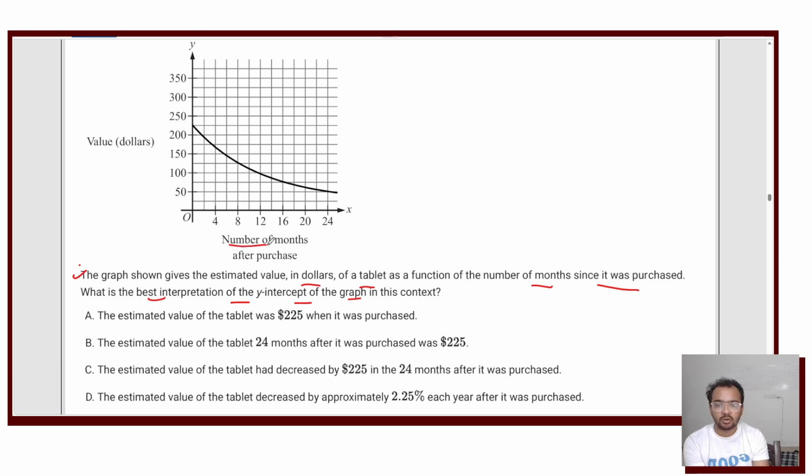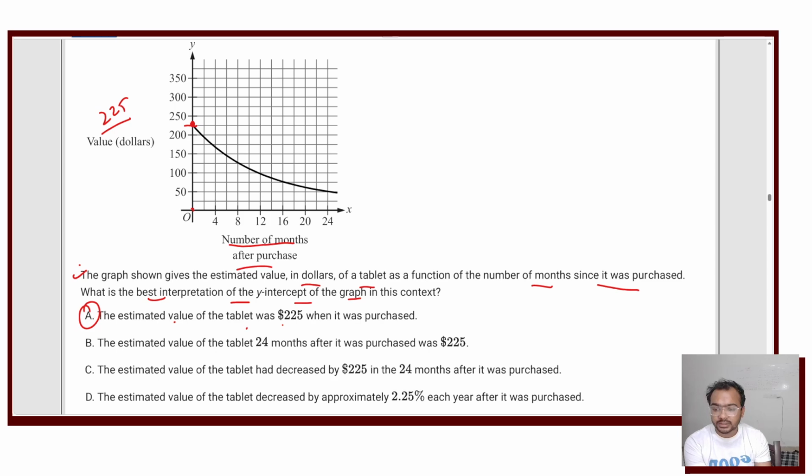Okay, so as the number of months is passing, we can see that the value of the tablet is decreasing. Initially, when it was the latest one, the price was the highest, and then it kept on reducing. So what does the y-intercept represent? The y-intercept is this point over here. So at number of months 0, it means in the beginning when it was launched, the price was highest, and this is 225. Let's see what options there are. The estimated value of the tablet was when it was purchased. Yeah, in the beginning. Right, so it has to be A then.